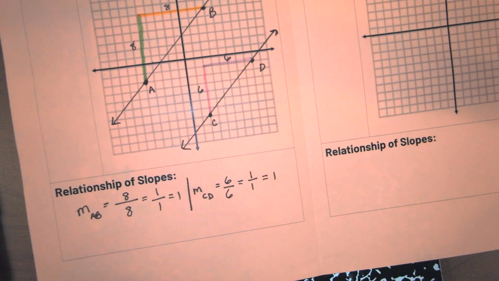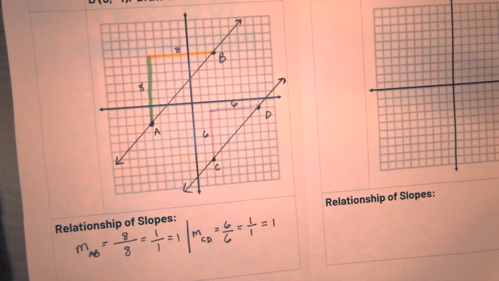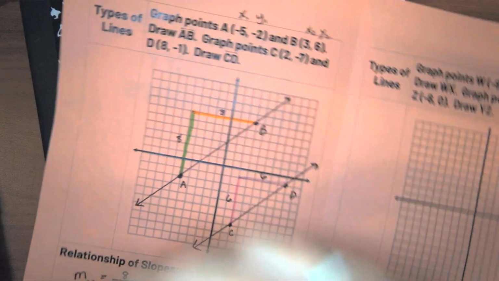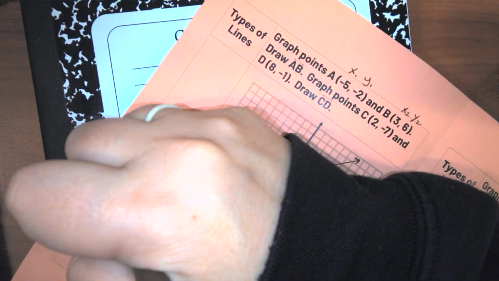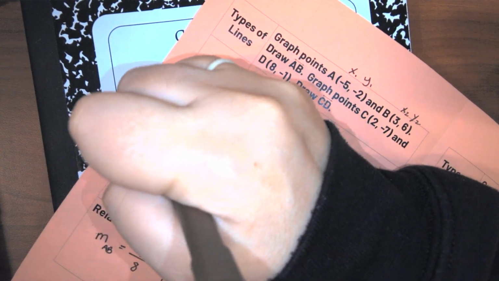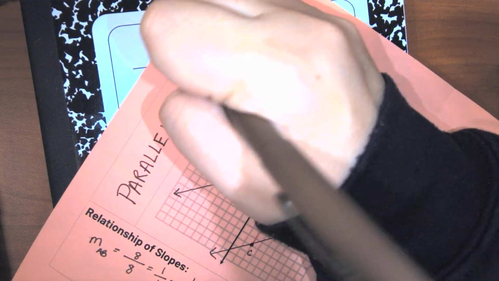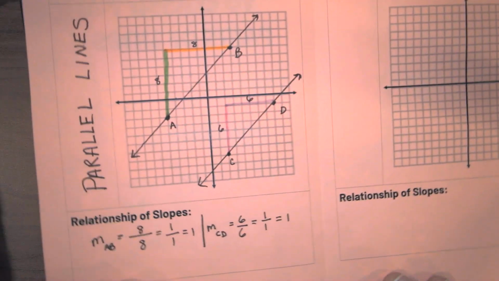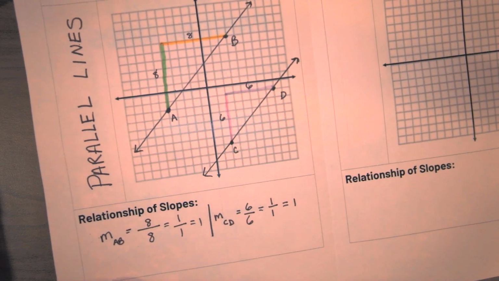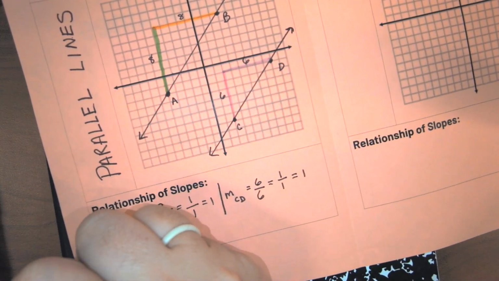So what kind of lines are these? Well, what do they look like? They look like they're parallel. I'm going to tell you that they are parallel lines, so let's write that over here. We know that they're parallel because we just checked their slope. And when we have parallel lines, their slope is the same. So I'm going to write that down here: parallel lines have the same slope.